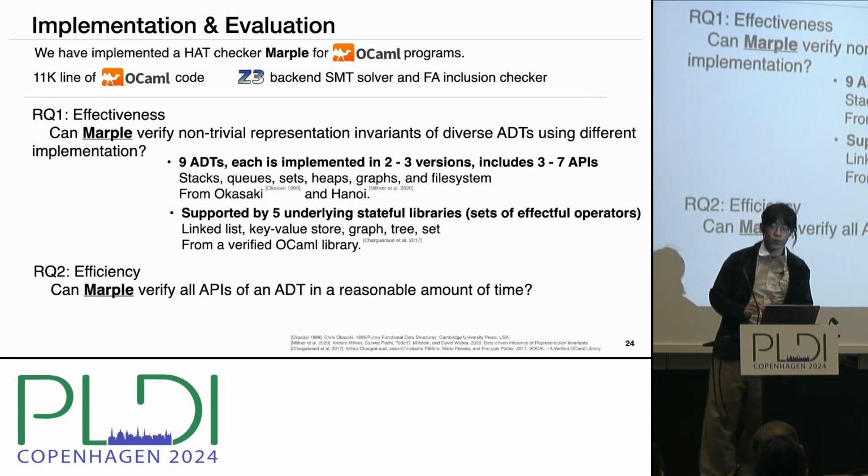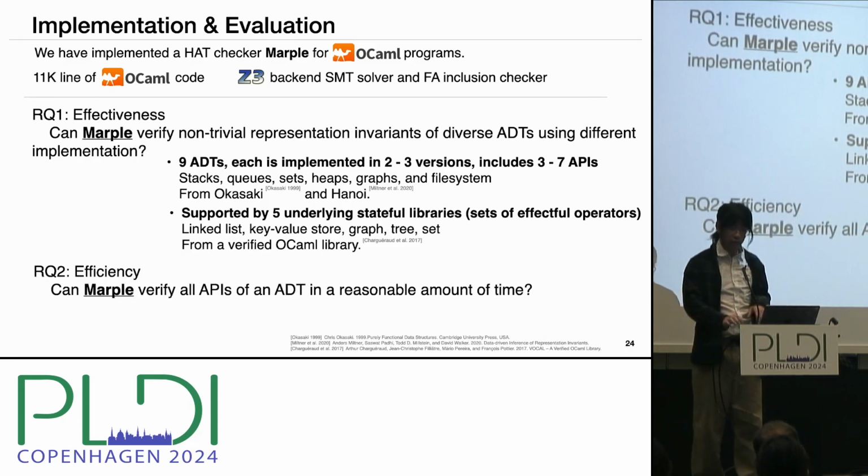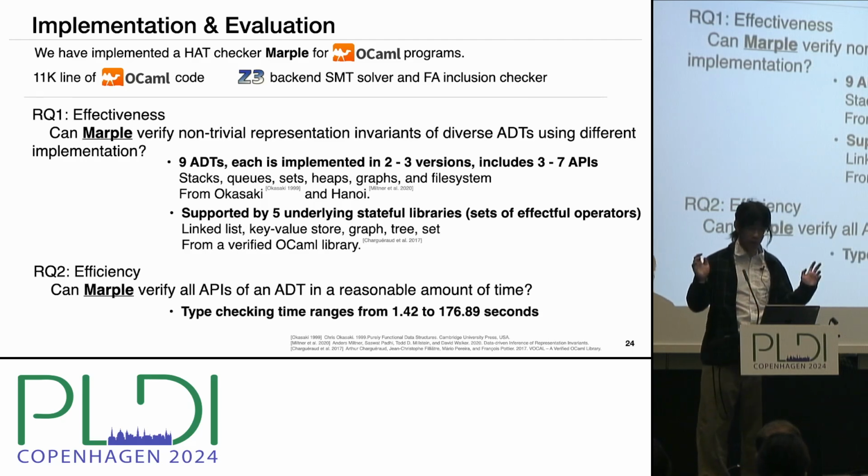And the second research question is about efficiency. The total type check time ranges from 2 seconds to no more than 3 minutes. That is actually a reasonable time because that is the total time to verify all APIs of an ADT.